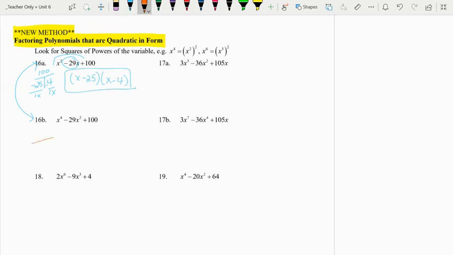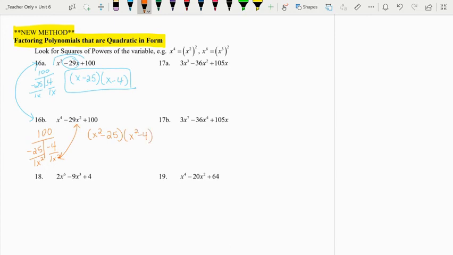The only thing that's different on 16b is when we do our process of t-charting. This time, since this is x to the fourth, that means that we need answers with x squared. So instead of putting 1 in x, we're going to put a 1 in an x squared. Whatever variable is in the denominator should match your middle term. So our middle term is an x squared, so we should have an x squared in the denominator. So now when we write it bottoms up, we have x squared minus 25 and x squared minus 4.